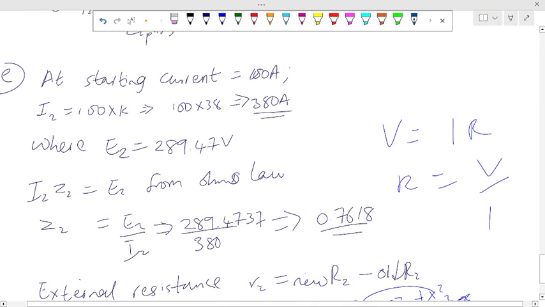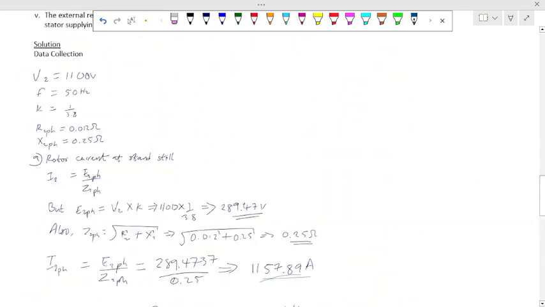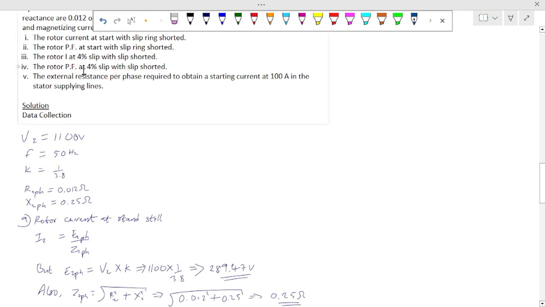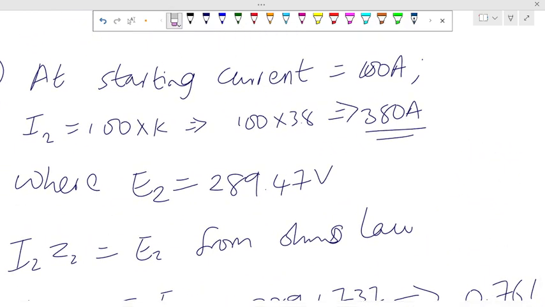So the last part is starting current. Starting current equals, we are given starting current as 100 ampere. Let me check the question. I think we are asked to look for the external resistance per phase required to obtain a starting current of 100 ampere in the stator supply lines. Take note of this. So 100 ampere in the stator supplying lines. That means this current is in the stator now, not rotor, and we say stator is represented by 1. So this is the stator current.